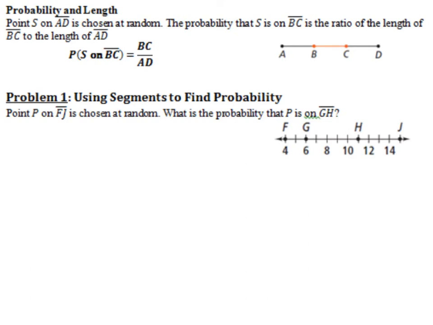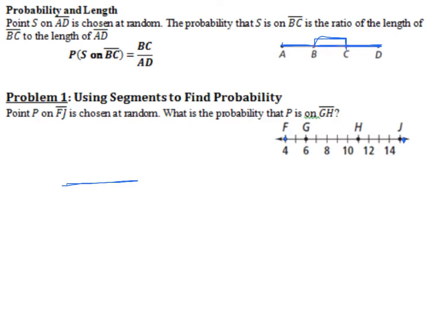So if I have a segment, I want to know what's the probability if I choose a random spot that would land on BC. Again, your total is the whole segment, so that would be the length on bottom. And then the intended outcome would be on top. So I look at this problem, I'm first going to draw my division bar. So my total here, you could just count if you want to, is from F to J.